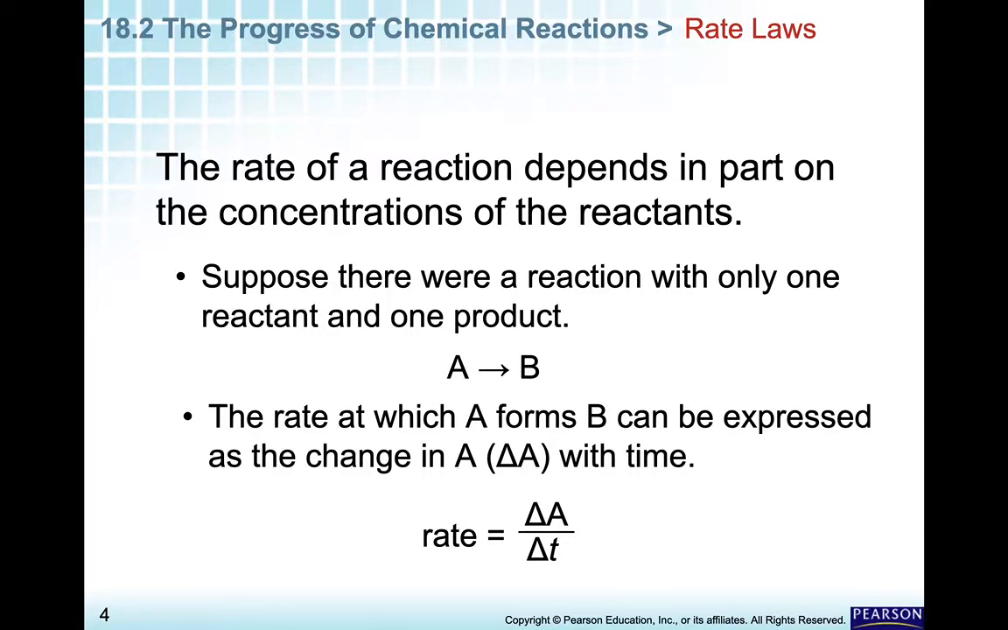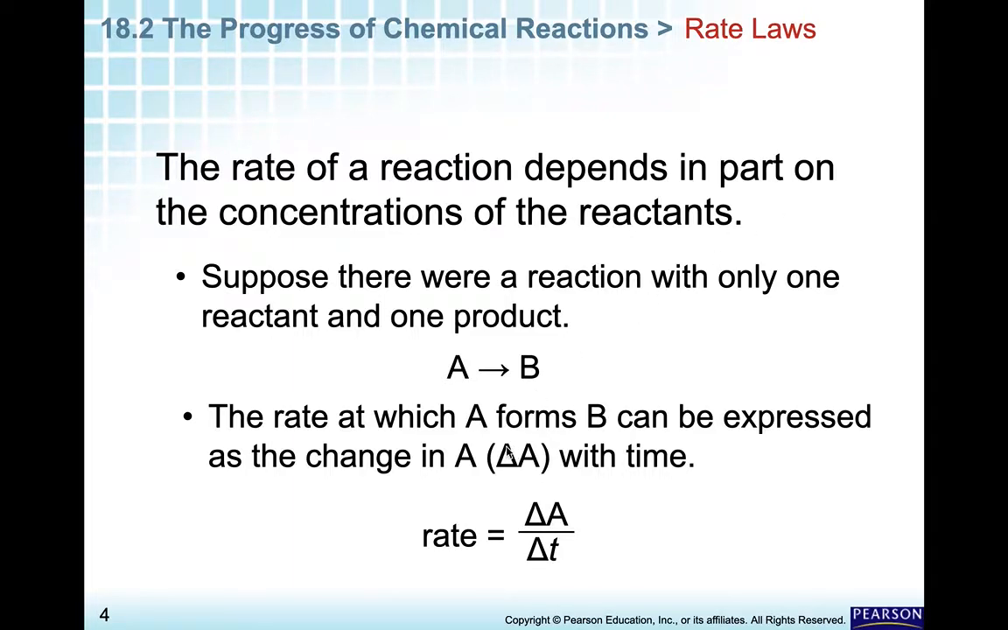Now, we could express the rate at which this reaction takes place by looking at how much the amount of A changes in a specific amount of time. Remember, rate is an amount of change over a specific amount of time. So, given our example equation here, if we had a starting amount of A, and after a certain amount of time we have less A, then our change in A over our change in time would give us our rate. It would tell us how quickly A was disappearing, how quickly it was changing into B.